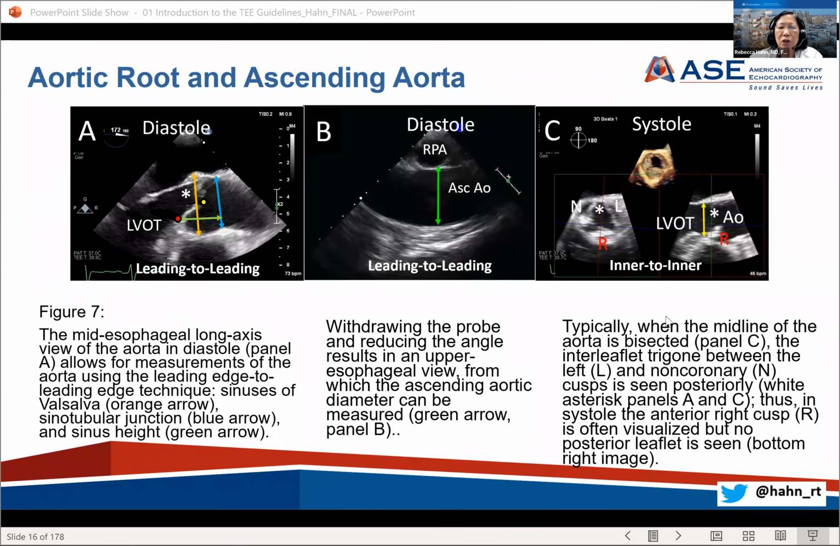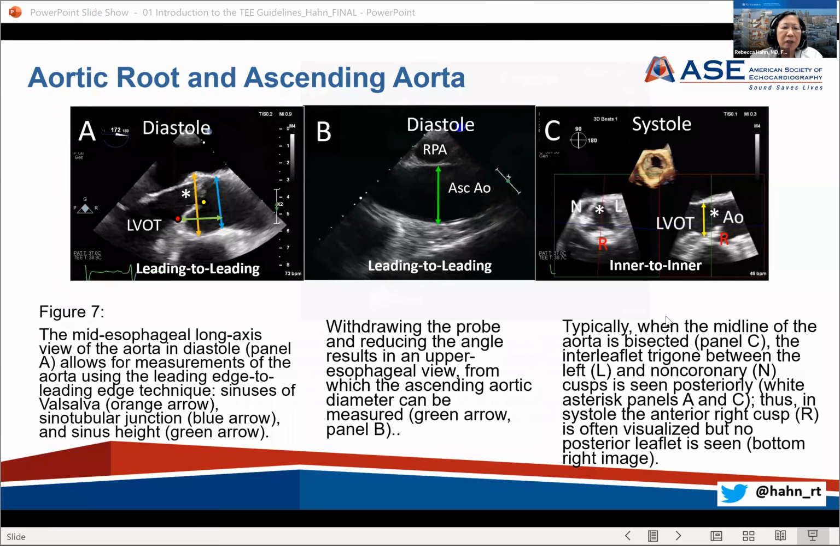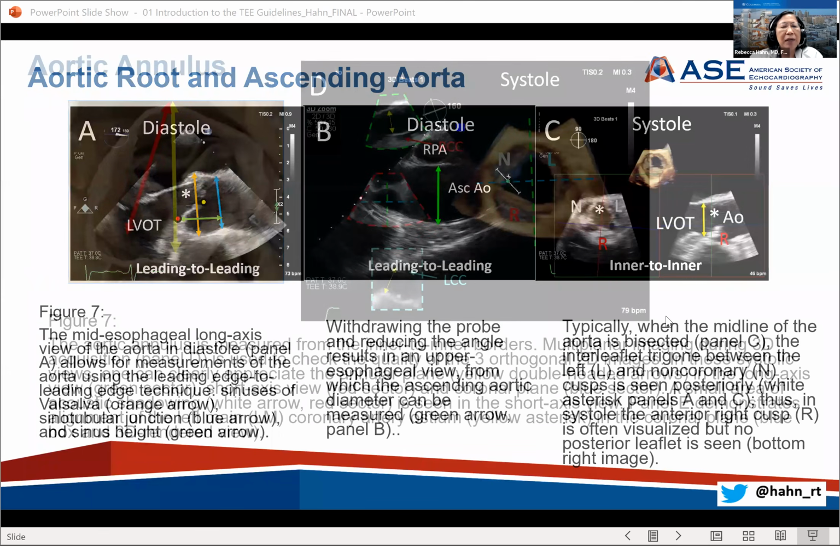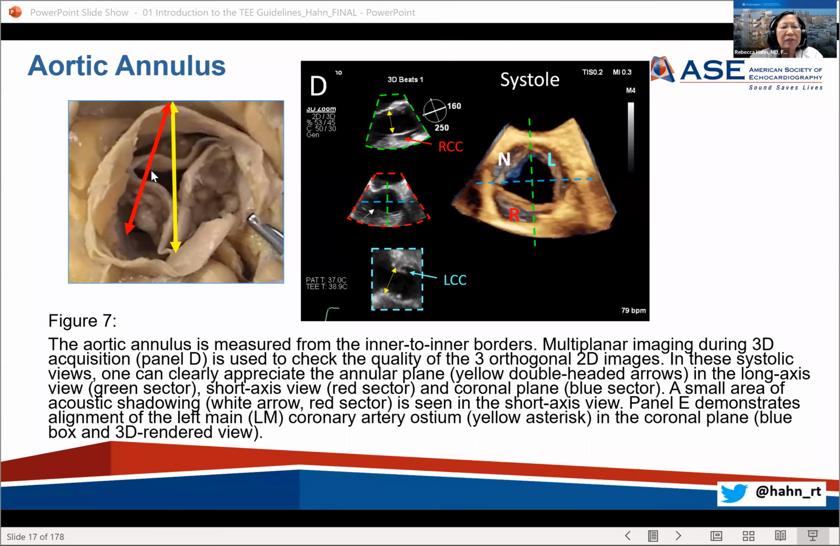Annulus is going to be measured from the inner to the inner edge, and the reason why it becomes difficult is that it's a trileaflet structure, and therefore when we actually bisect the maximum dimension of the aortic root, you're going to have the right coronary cusp, in this case, in the far field. So in a transthoracic, it's in the near field. On a TEE, it's in the far field. So just like this 3-dimensional image is showing you. And then opposite it is going to be the commissure.